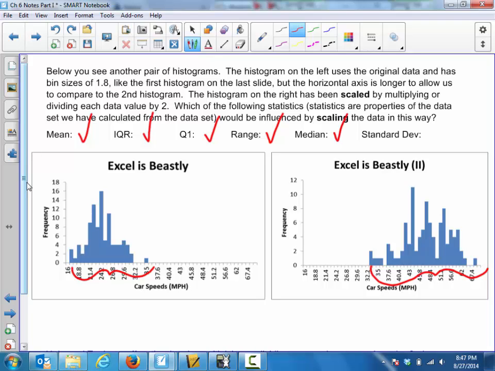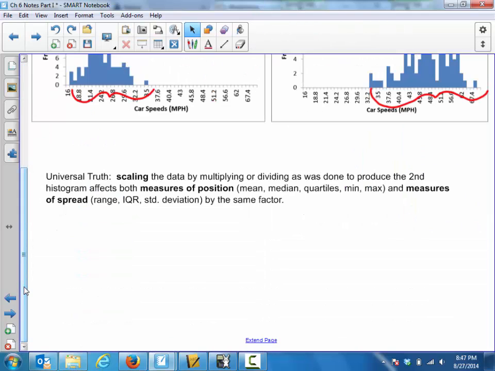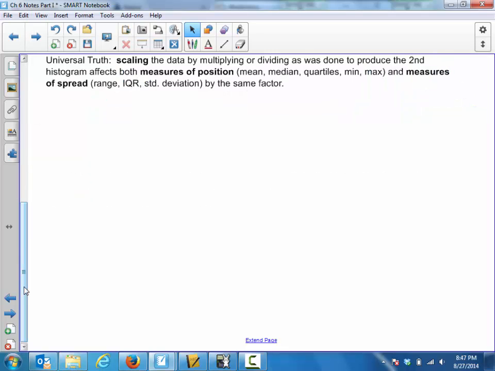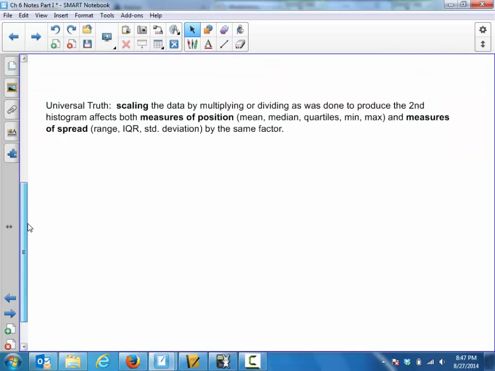Similarly, the median has changed. We bump everything up. Has the standard deviation changed? Yes, again, because in the distribution on the right, everything's farther apart. By bumping everything up by multiplying by 2, that makes your gaps twice as big. So the standard deviation has changed as well. Okay, cool. So, universal truth: scaling the data by multiplying or dividing, as was done to produce the second histogram, affects both measures of position and measures of spread by the same factor.